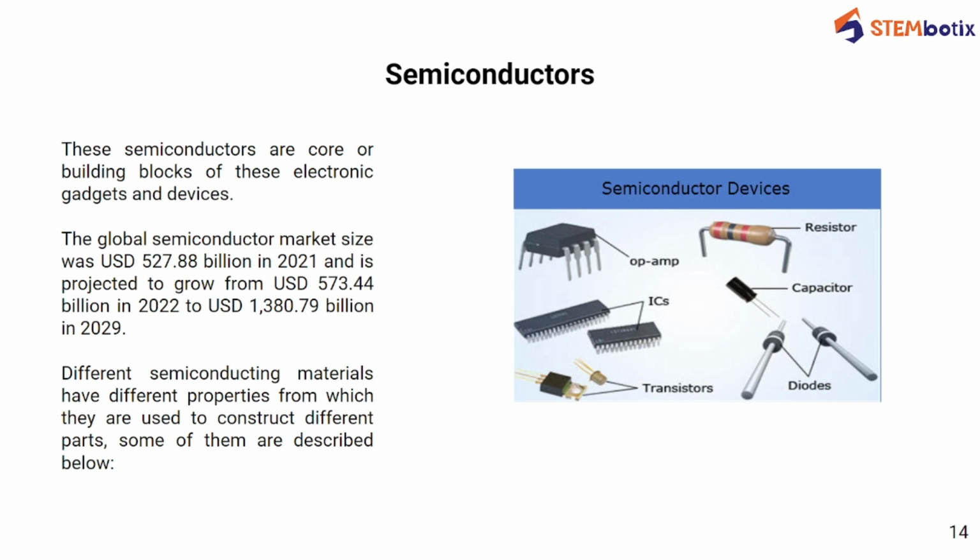Now the global semiconductor market size was 527.88 billion US dollars in 2021 and is projected to grow from 573.44 billion US dollars in 2022 to 1380.79 billion US dollars in 2029. So different semiconducting materials have different properties from which they are used to construct different types of equipment or parts.